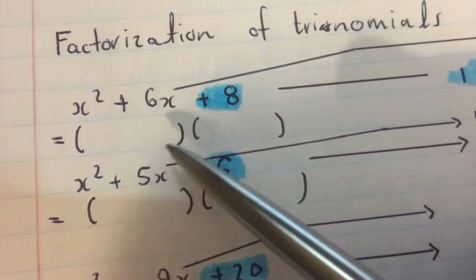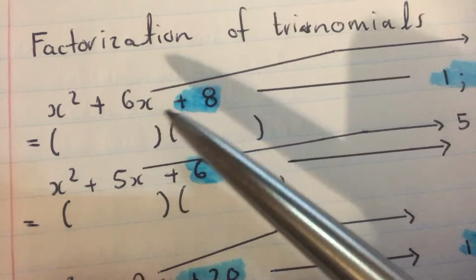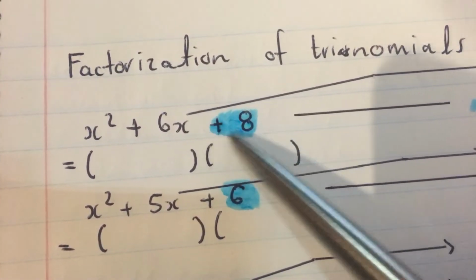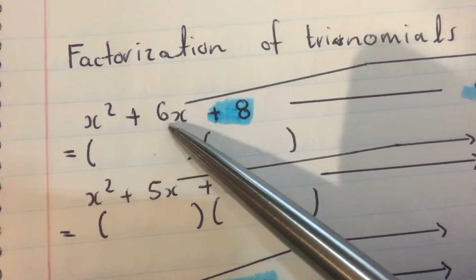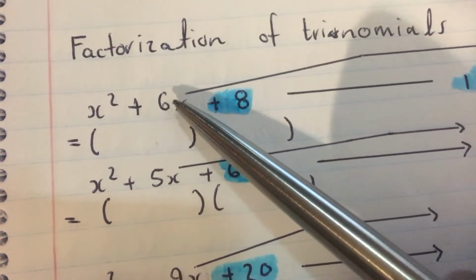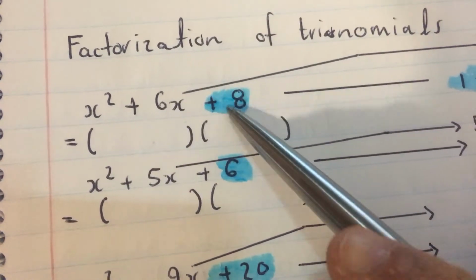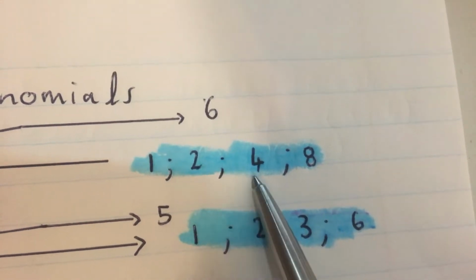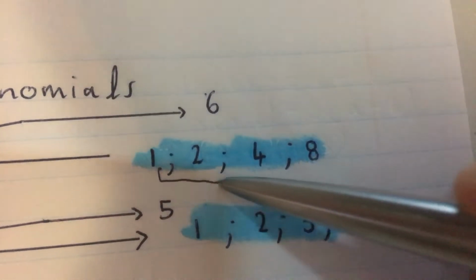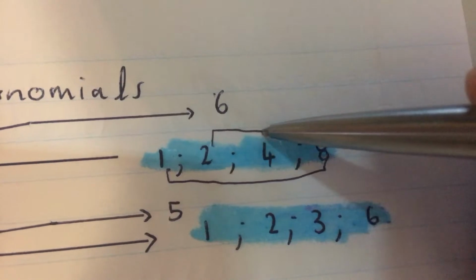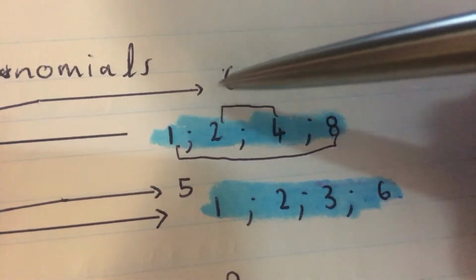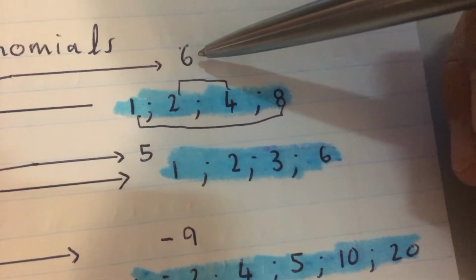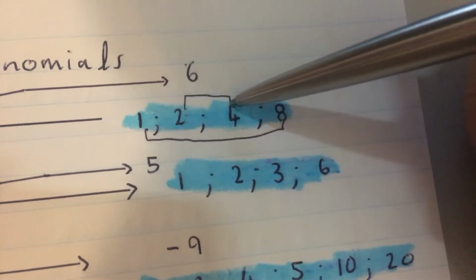So when I factorize this trinomial, the first thing I need to do, you see I've highlighted the 8, is identify all the factors of 8 that can get me, if I add them, to my middle term. So let's look at the factors of 8. The factors of 8 here are 1 times 8 and 2 times 4. Now, which of those factors, if I add them together, will get me to 6? You should see it's 2 and 4.